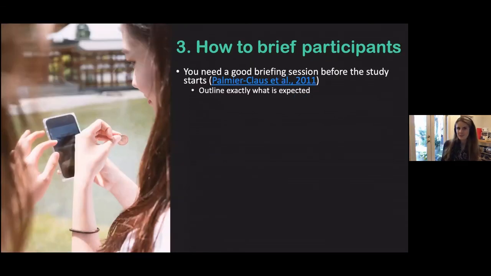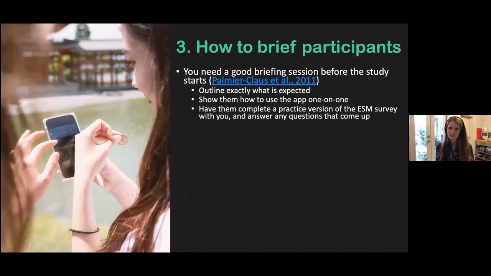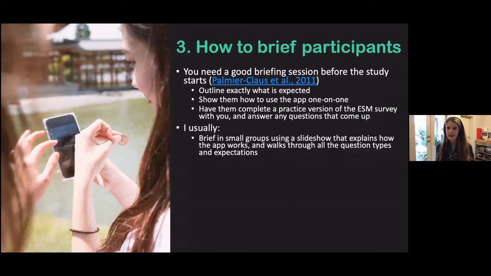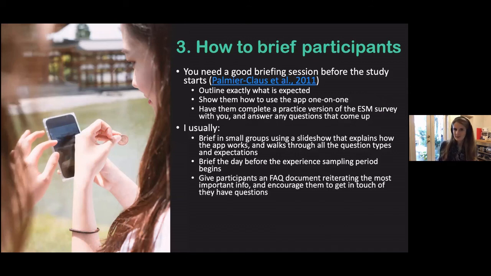So as I said, you need a good briefing session before the study starts. In this session, you've got to outline exactly what is expected for your participants. As I've said, we show them how to use the app one-on-one. We have them complete this practice version of the ESM survey with us and answer any questions that come up. And I usually do this by first showing a slideshow that explains exactly how the app works and walks through all the question types and expectations. I mentioned this before the experience sampling period begins.